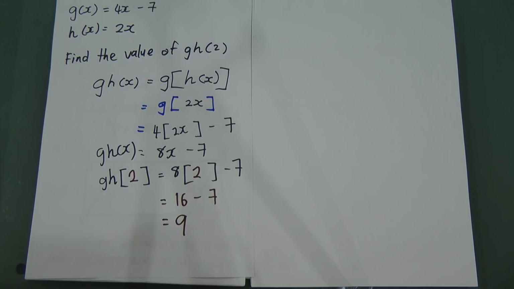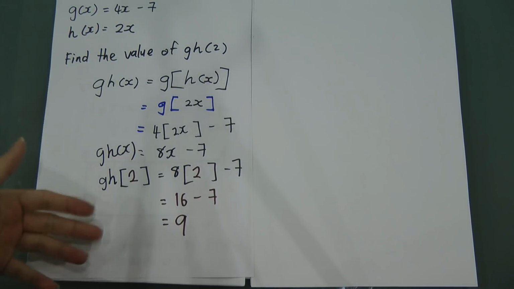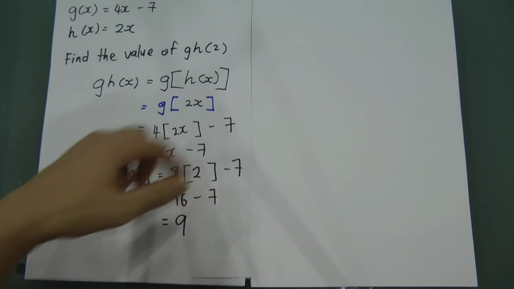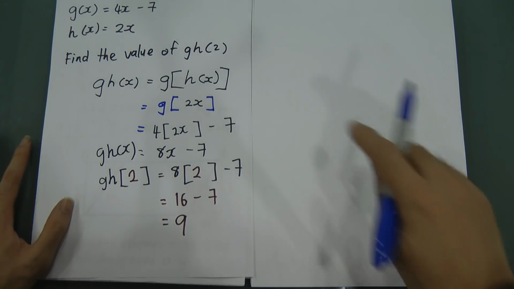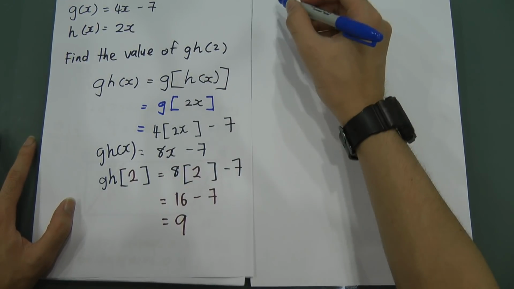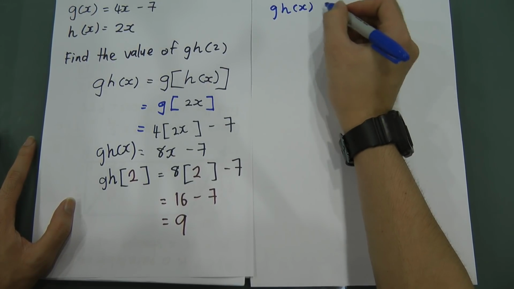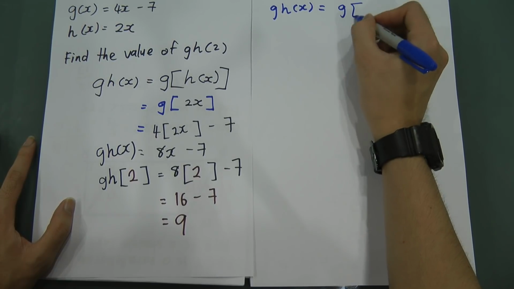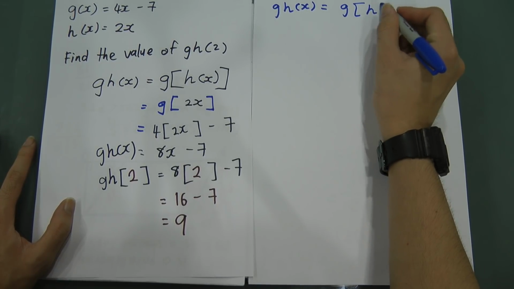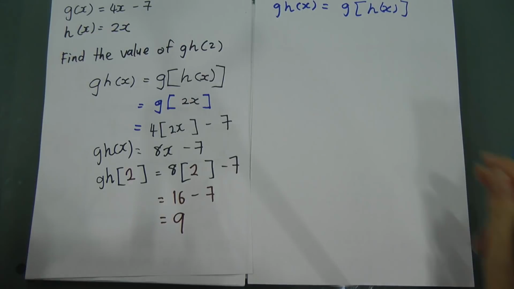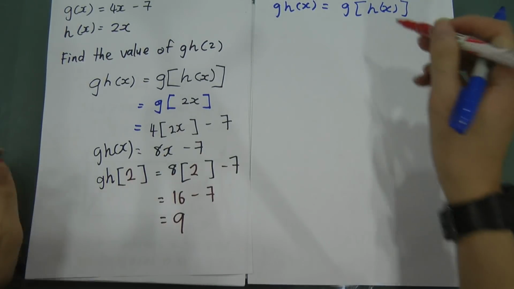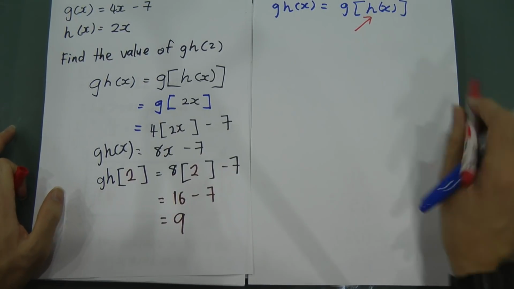Actually, in this question there is a quick method. If in the exam you want to save time, you don't need to do such long steps. Because gh(x) equals g of h(x), we can solve the inside one first.